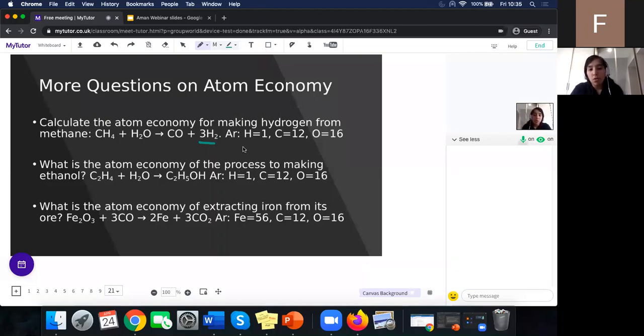Someone's asking what level or grade would the equation questions be. Quantitative chemistry, the mathsy side of chemistry, tends to range from about a level 6 to level 7.